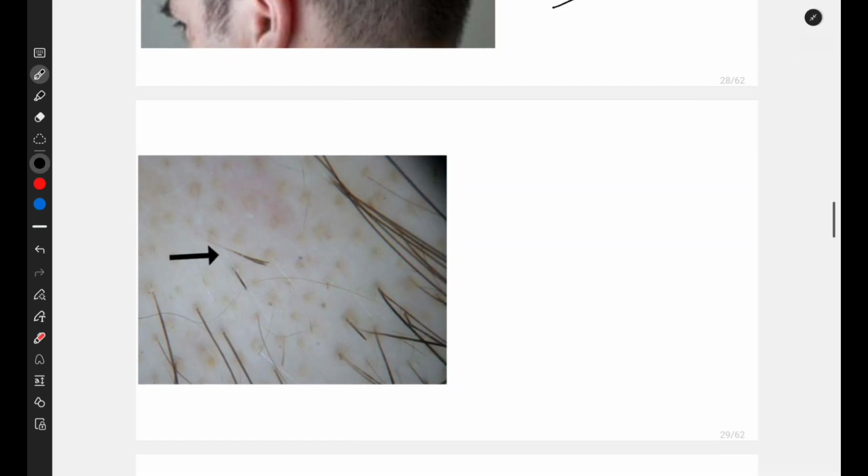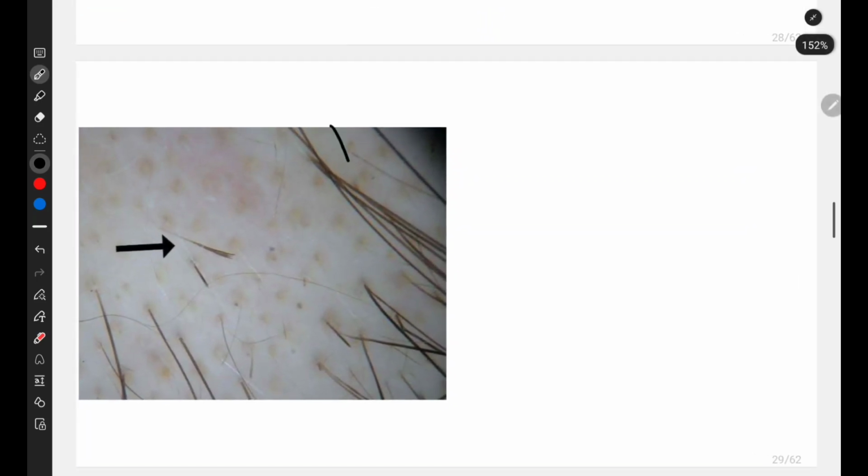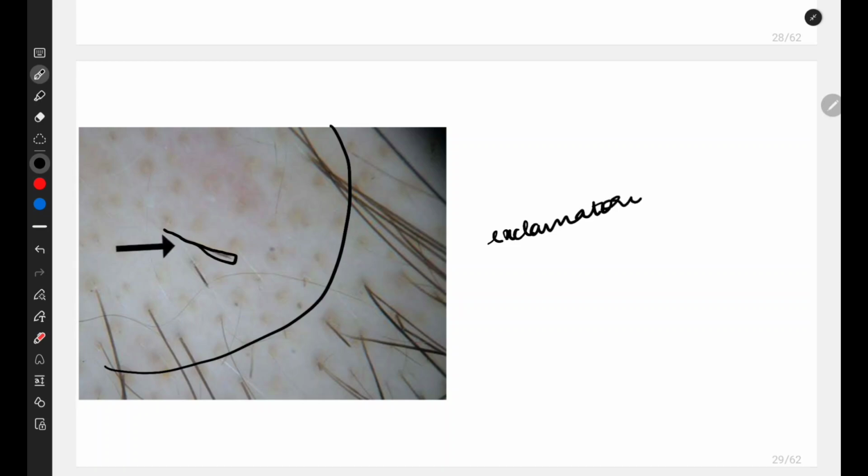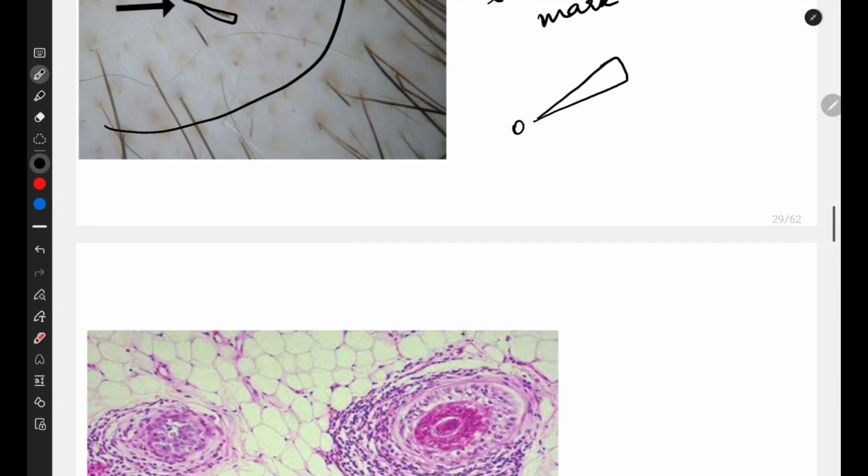So for treatment for this, first you'll see the findings. So for example, if this is the patch, on the boundary of the patch we'll see something like this. So this is called exclamation mark sign. The hair will be thin at the start and it will be thicker. So we'll call it exclamation mark. So this is a characteristic finding of alopecia areata.